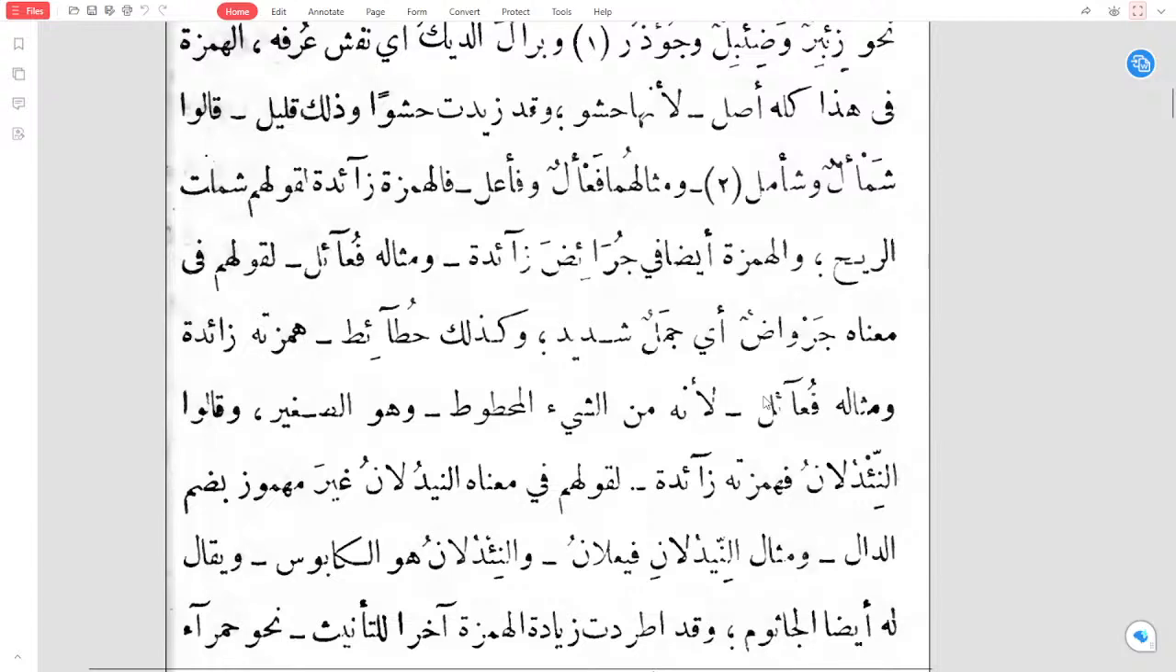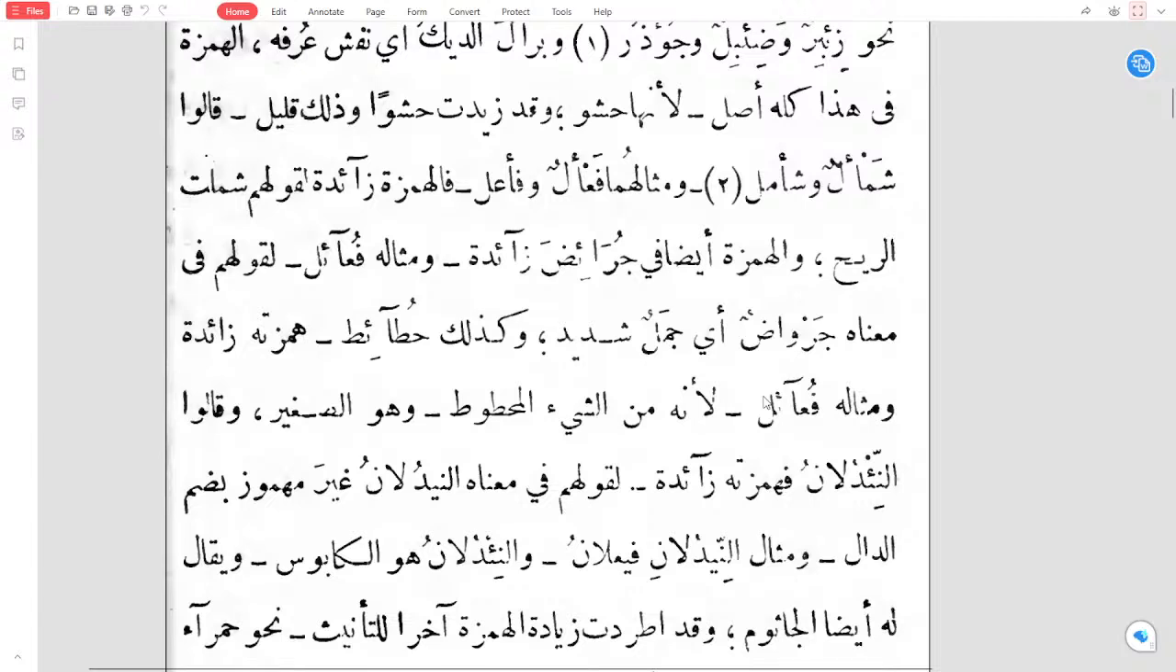When we bring it in ism al-sifa, we bring the sifa is such that it has a hamza which is extra in it. We say شمأل. والهمزة أيضا في جرائد زائدة ومثاله فعائل. And the hamza in جرائد is also extra, and its scale would be فعائل.